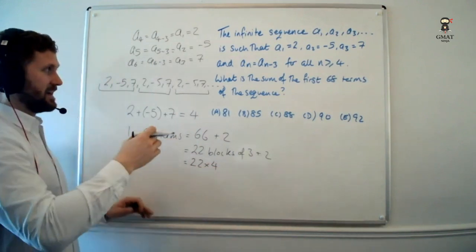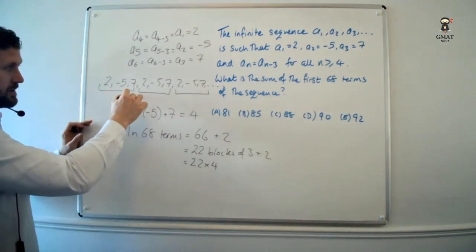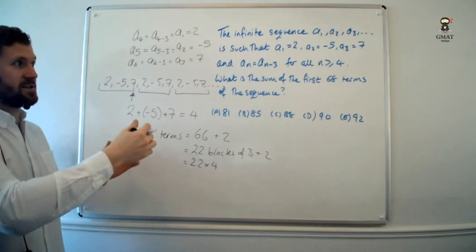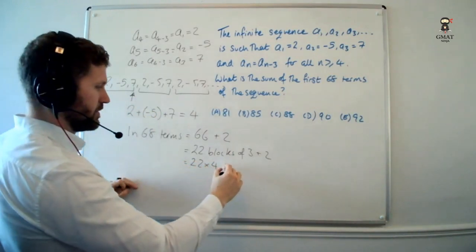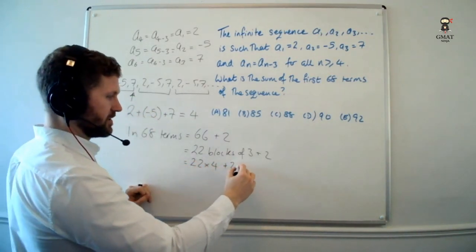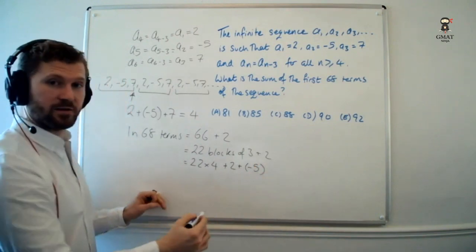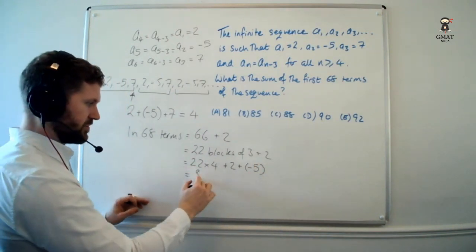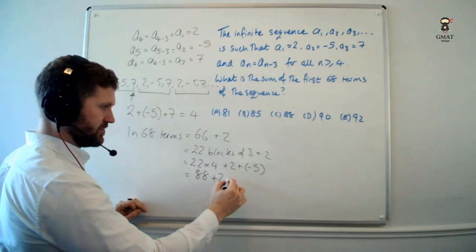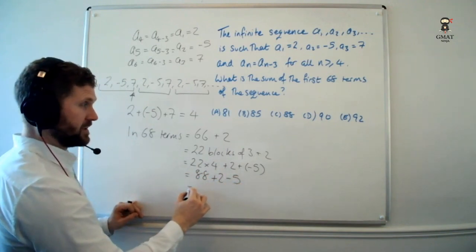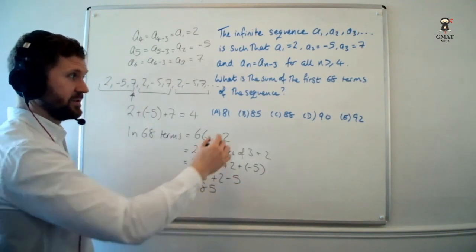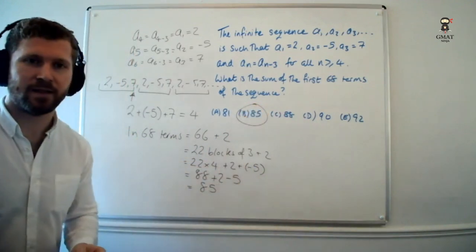Well, now that I get to the end of a block of 3, I'd be looking at 7. The next term, the 67th term, would be a 2. The 68th term would be a -5. And so 22 times 4 is going to be 88, plus 2, subtract 5. And so that's going to be 85. And so the answer here is B.